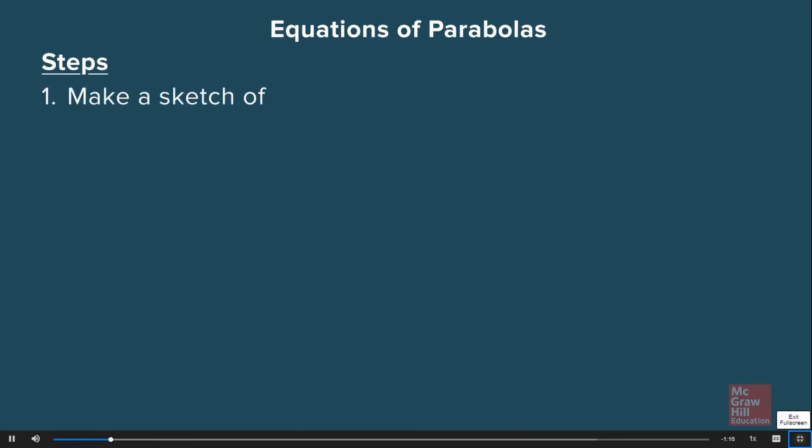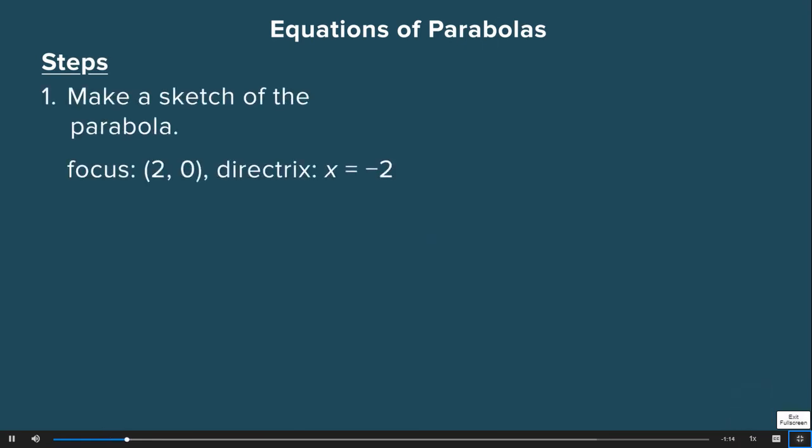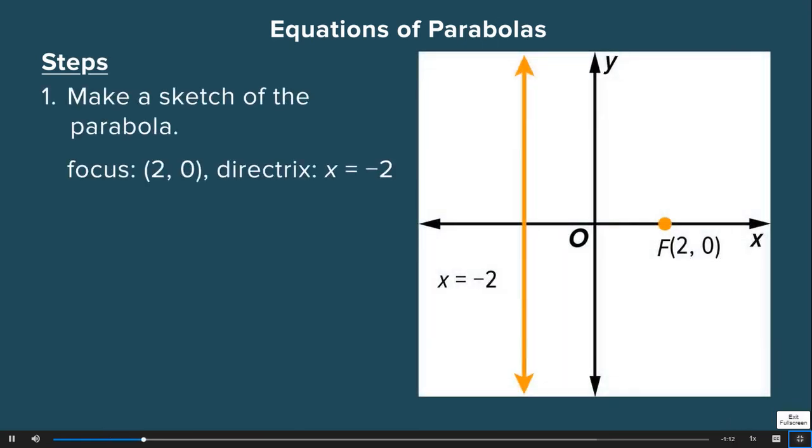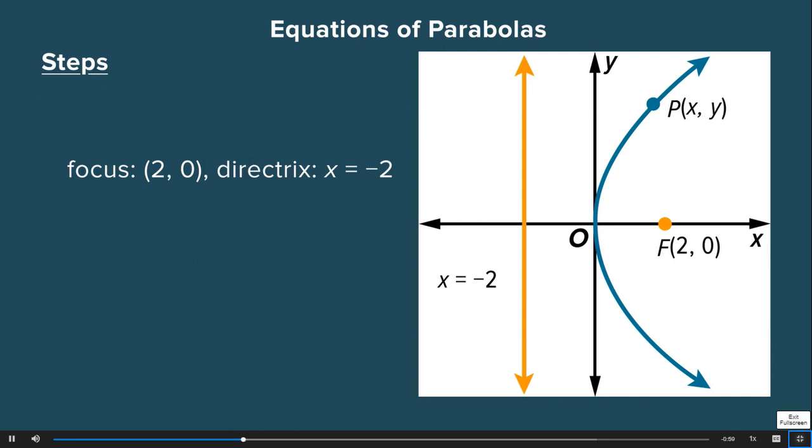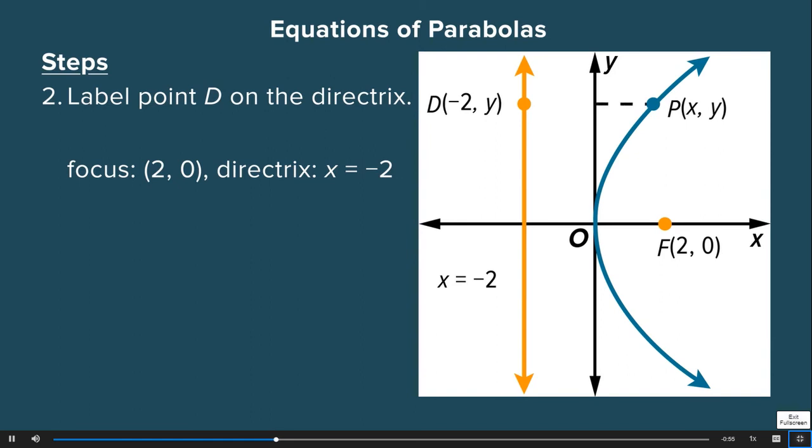Derive the equation of a parabola when given its focus and directrix. Start by graphing the given information. Then sketch a U-shaped curve between the focus and the directrix. Let point P with coordinates (x, y) represent any point of the parabola. Label the point D on the directrix so that the segment PD is perpendicular to the directrix.